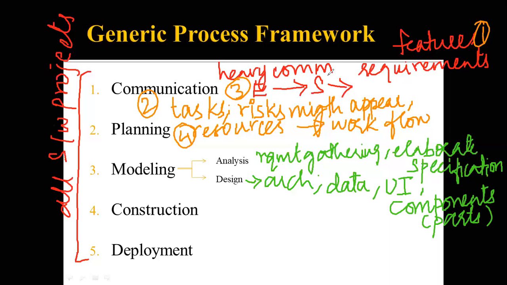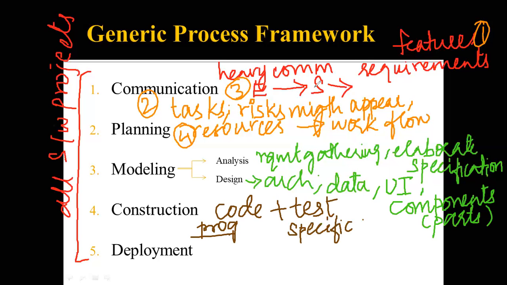Then coming on to the fourth part, that is construction. The construction part is an easy part. In here, you're going to have the coding part plus the testing part. You're going to write lines of code. Coding is basically programming. You're going to write programs and then you're going to debug them. You're going to test whether it gives you the specific functionality that was desired by the end user. That is going to be checked in here.